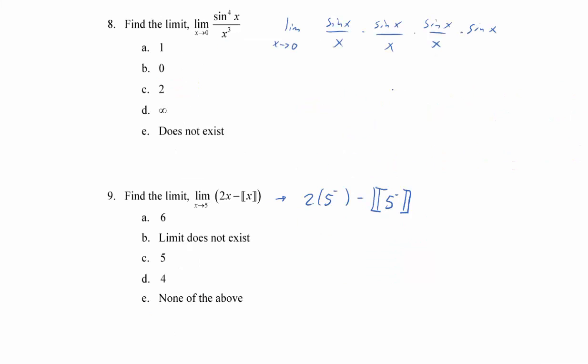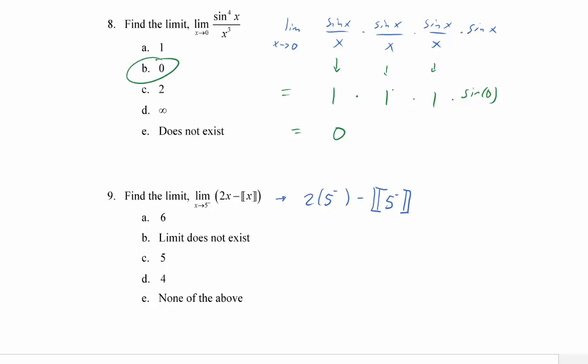Number 8, find the limit as x approaches 0 of sine x to the 4th power all over x cubed. This looks a lot like the trigonometric limit we have memorized. We split up into sine x times sine x times sine x times sine x, over x times x times x. We know that the limit of the first one as x goes to 0 is 1. The limit of the second one as x goes to 0 is 1. And the third one is also 1. And sine of x as x goes to 0, well, it's defined everywhere, so we plug in 0 and we say sine of 0 is 0. So we have 0 times 1 is 0.